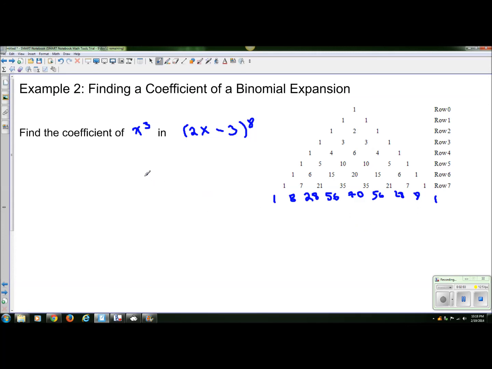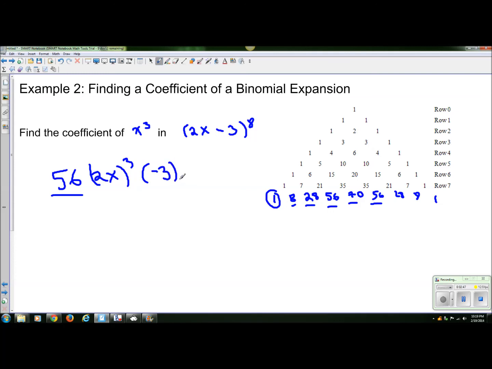So we want the coefficient of x cubed. Well, this one here is the coefficient of x to the 8. This one's x to the 7th, x to the 6th, x to the 5th, x to the 4th, x cubed. So we know that we're going to have 56 in that, right? And then we're going to take 2x, that's what's cubed, right? And then we're also going to be multiplying that by negative 3 to some power.